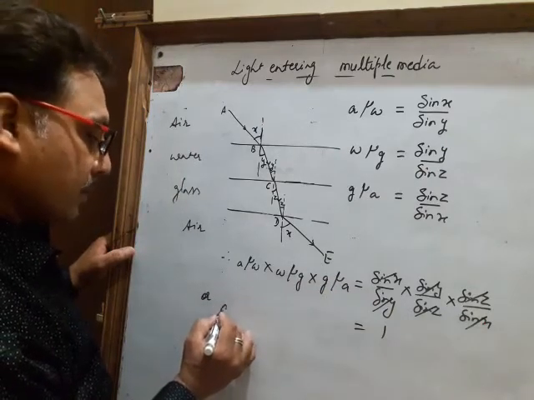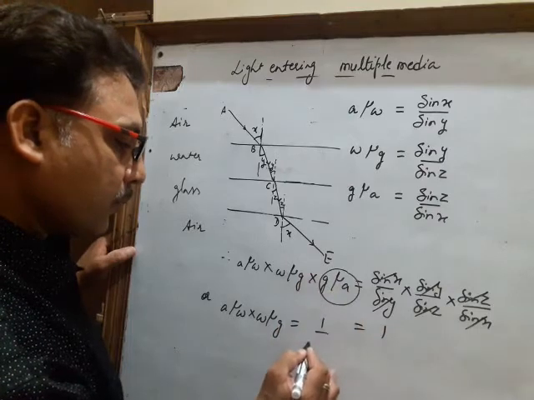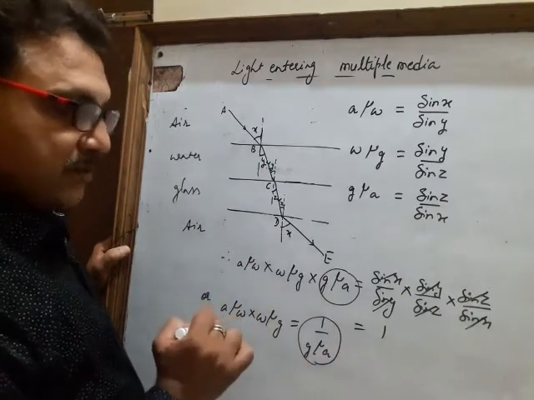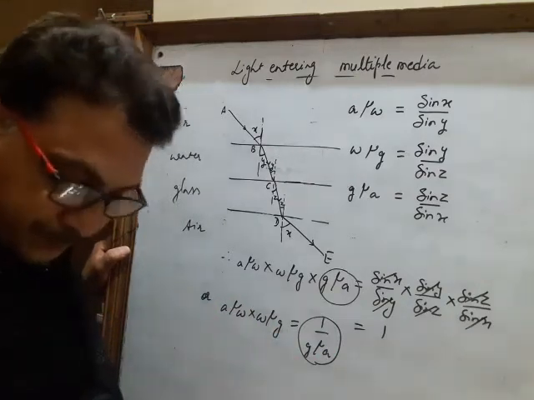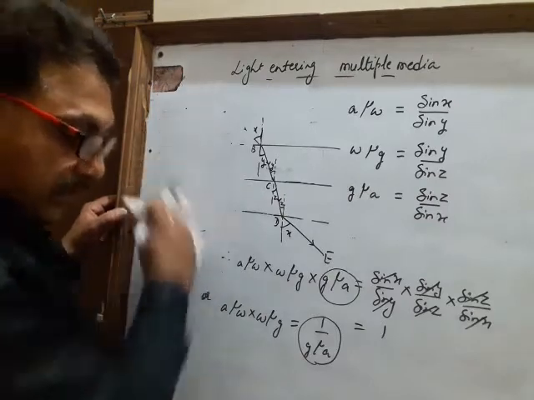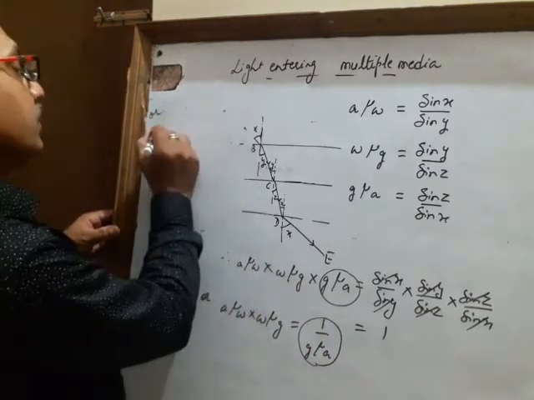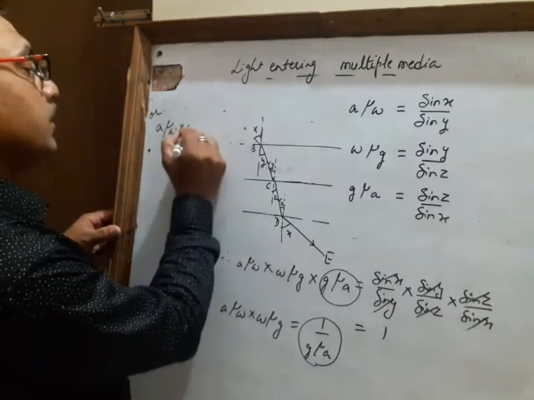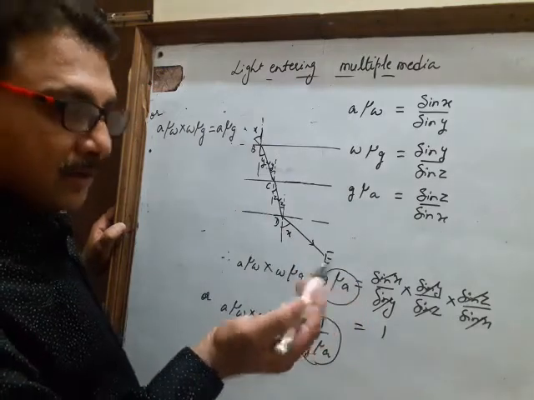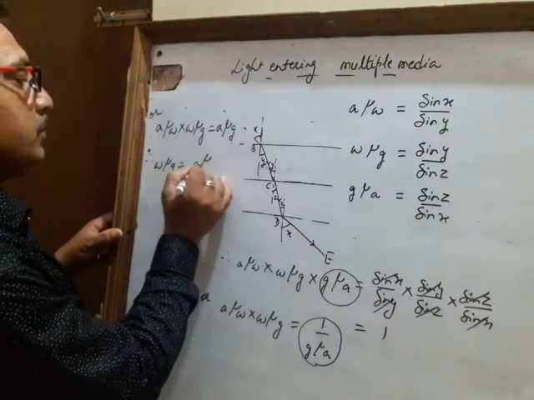Or you can say a mu w into w mu g, you can write like this: 1 upon g mu a. And if you remember, in my last lecture I told you what 1 upon g mu a is? That is a mu g. So I will rub this figure, or you can see here in this little space, 1 upon g mu a is a mu g. Or you can say a mu w into w mu g is equal to a mu g, because a mu g into g mu a is equal to 1. So 1 upon g mu a is a mu g. Therefore, you get w mu g is equal to a mu g upon a mu w.